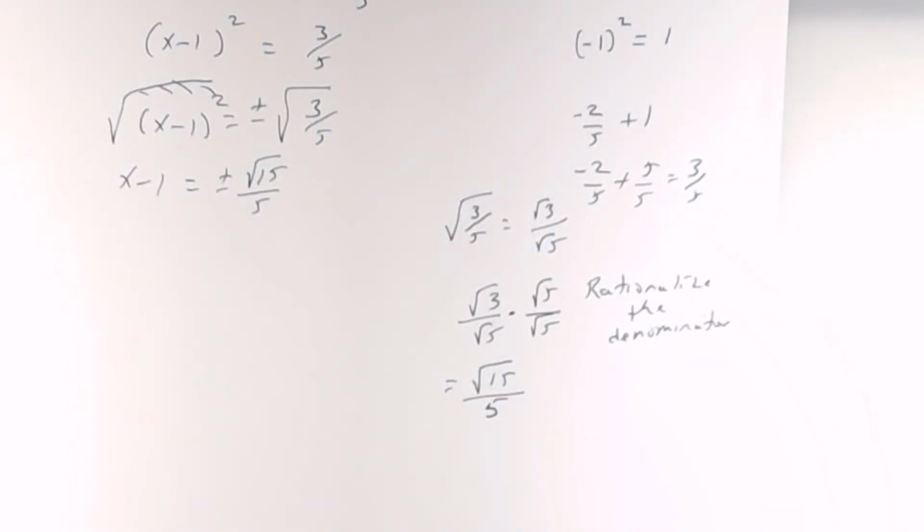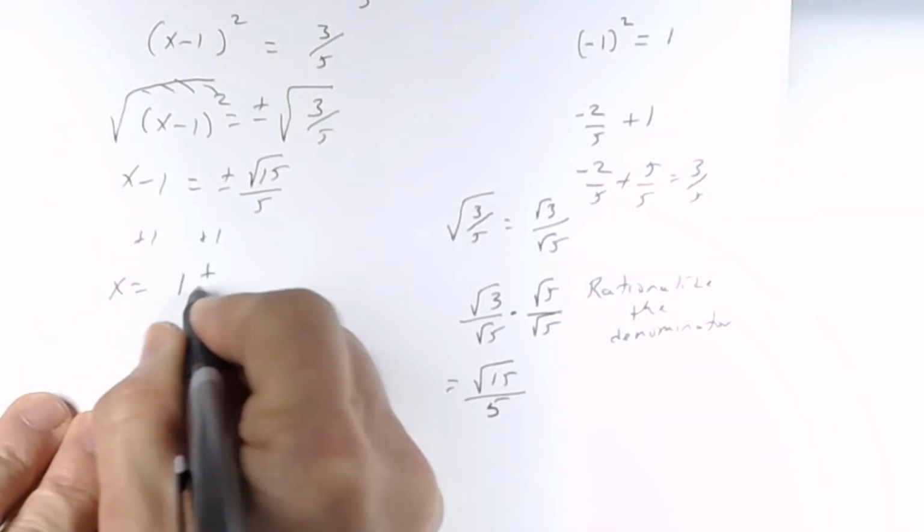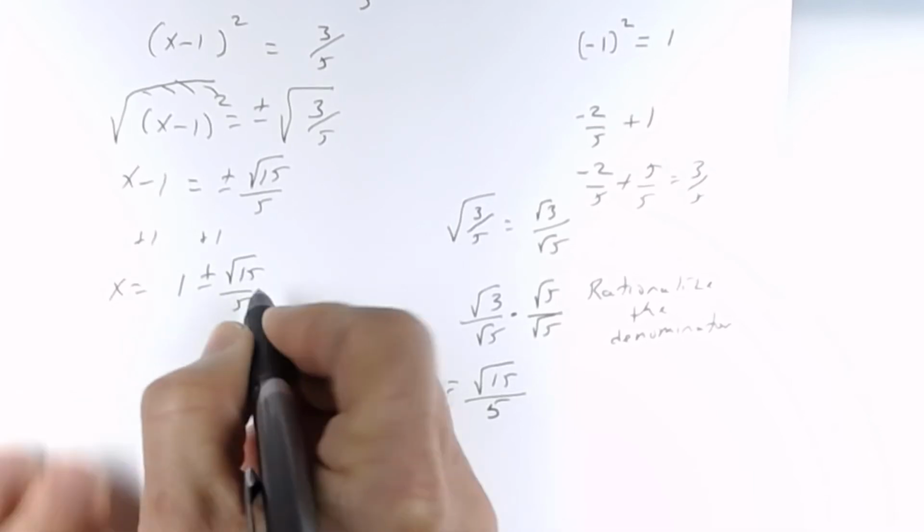And then all you do is just get x by itself. So how do I get x by itself? Add 1 to both sides and you're done. You can leave your answer like that. So you can say x equals 1 plus or minus the square root of 15 divided by 5.